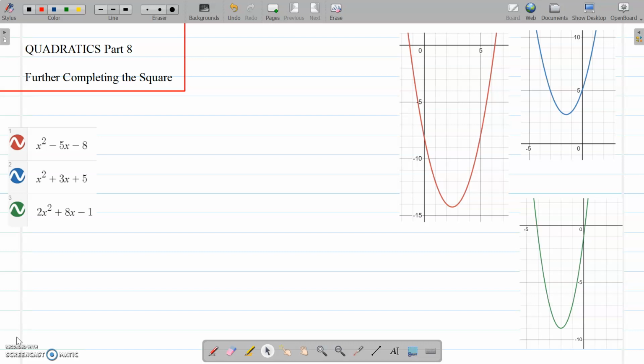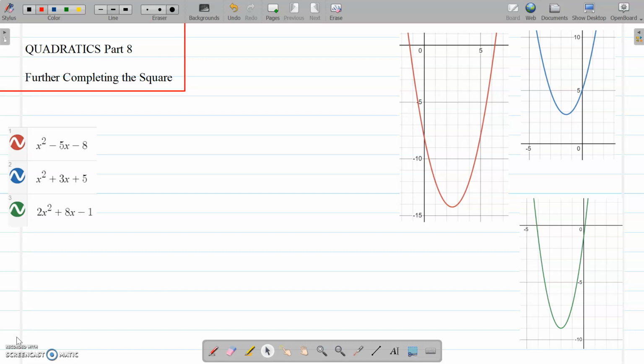So for example, the x coefficient might be an odd number. So far we've only looked at even numbers, and it might be that the quadratic starts with an x squared coefficient other than 1, such as 2x squared plus 8x minus 1. So I'm going to have a look at these three examples, numbered 1, 2 and 3, coloured in red, blue and green to correspond with the graphs that you'll see on the right.